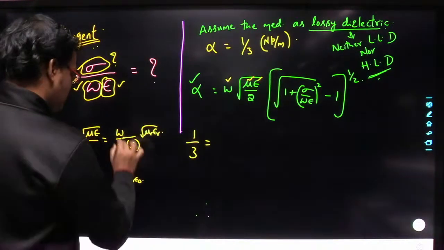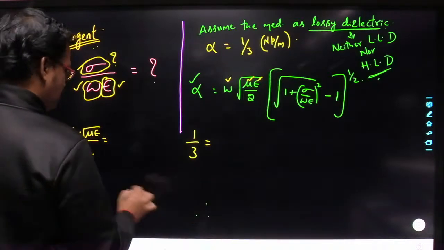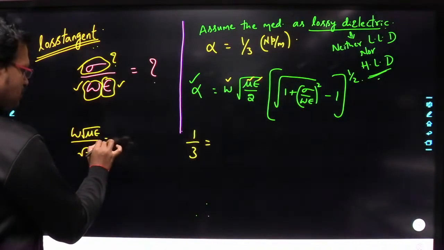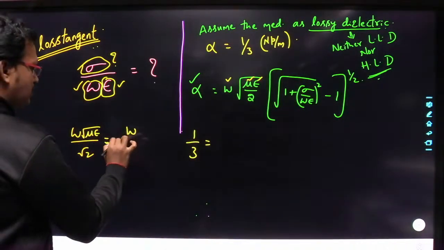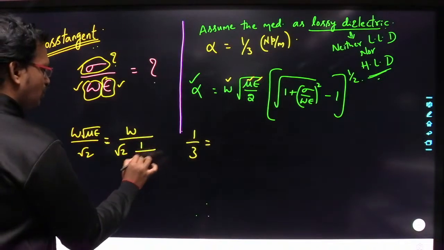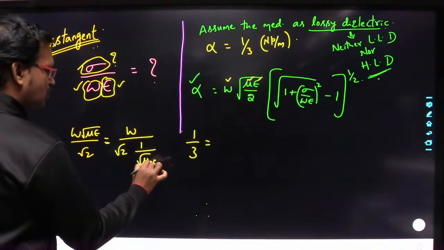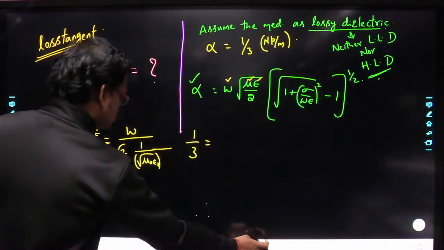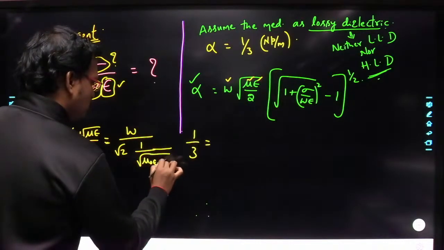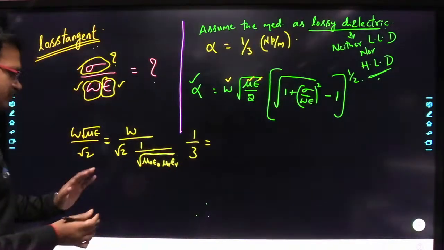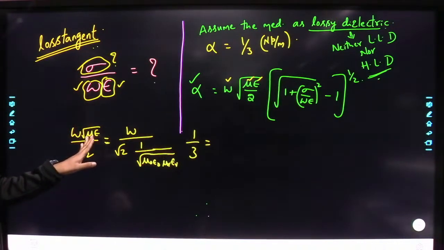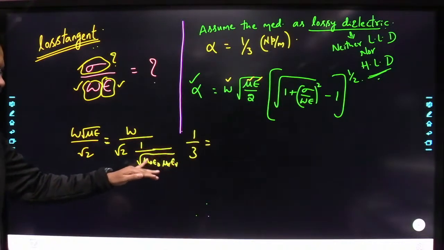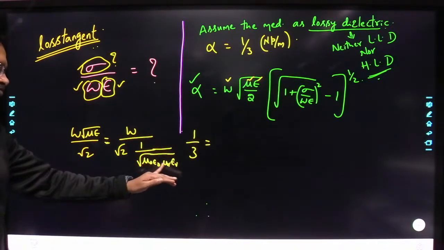Or you can write in this manner. If you are having any confusion, I can say in this manner. See here. So this I can write as omega divided by root 2 into 1 by square root of mu naught epsilon naught into mu r epsilon r. In this manner I can write it. Yes or no? So I have written root mu epsilon as 1 divided by square root of mu epsilon, where mu epsilon is nothing but mu naught epsilon naught mu r epsilon r.